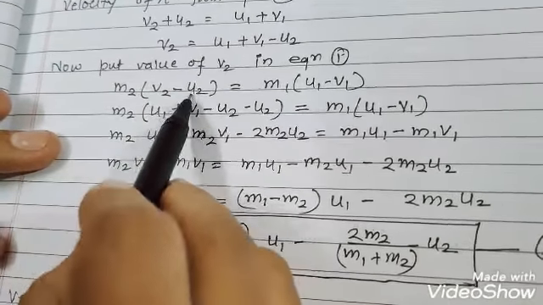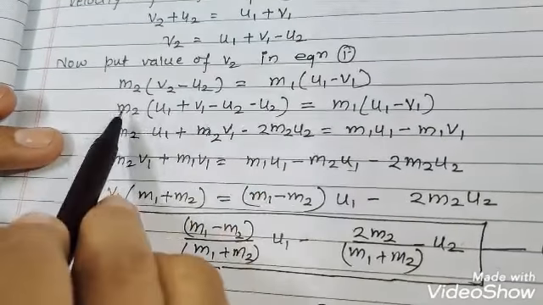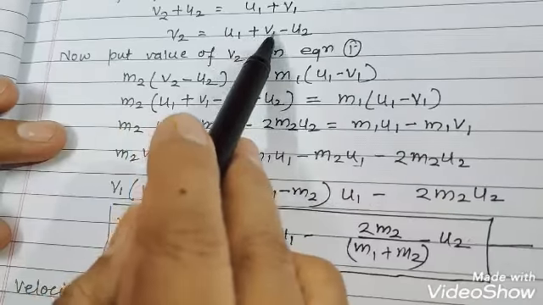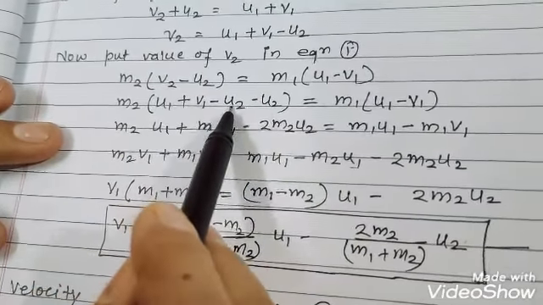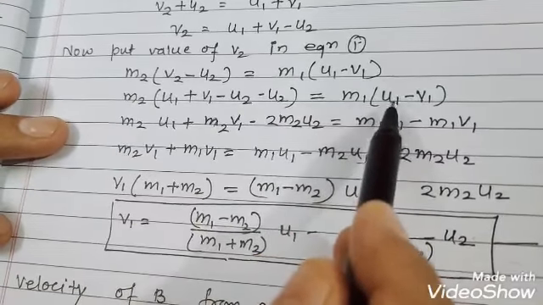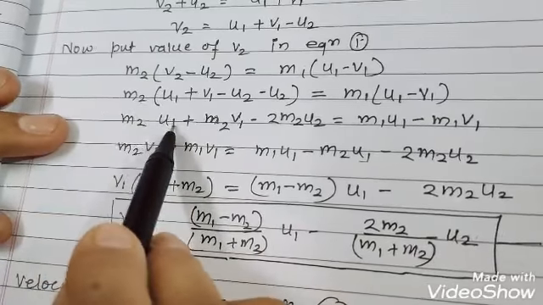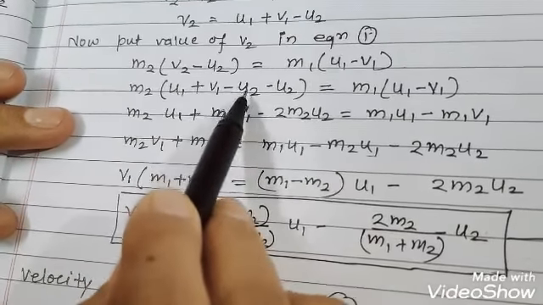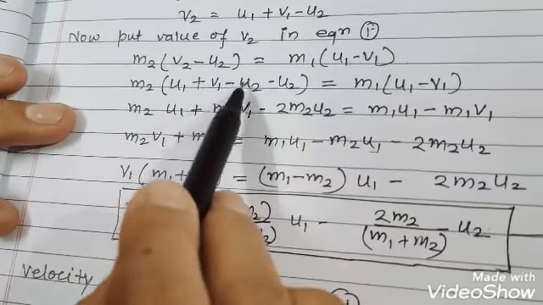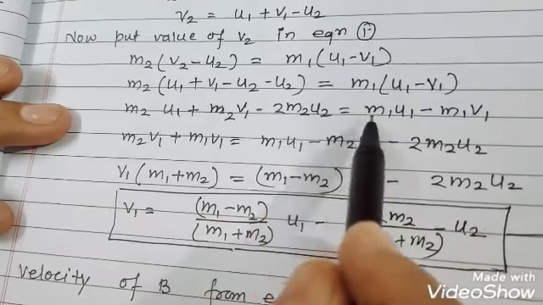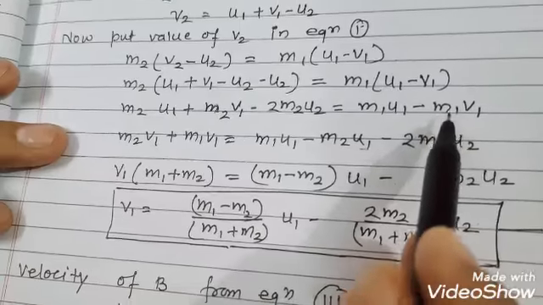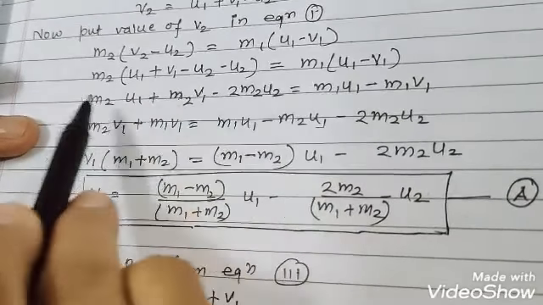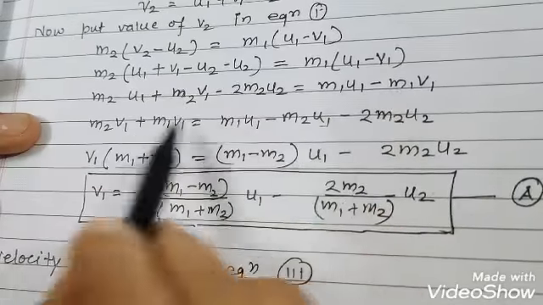This is m2 (v2 minus u2) and m1 (u1 minus v1). So here, this is m2. In place of v2 we put the value, that is u1 plus v1 minus u2. So it is m2 (u1 plus v1 minus u2) equal to m1 (u1 minus v1). So this is m2 u1 and m2 v1, minus m2 u2 and m2 u2, which add up and become minus 2 m2 u2, equal to m1 u1 minus m1 v1. The negative sign on m1 v1, we take this side, so it becomes positive, and it will be m2 v1 and m1 v1.